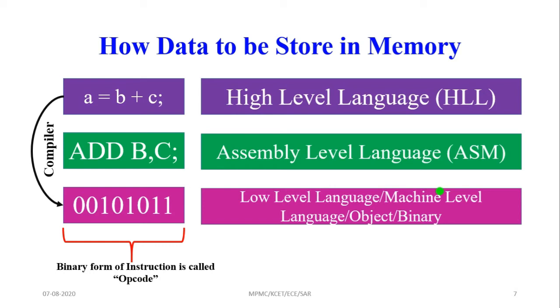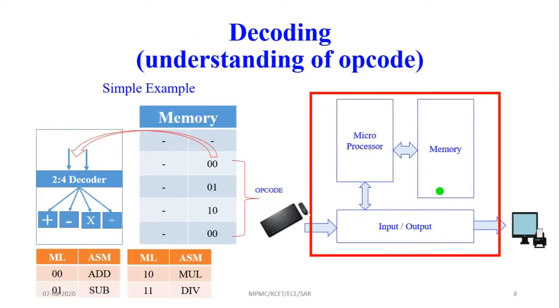Likewise, the assembly level language can be converted into low level language by using the assembler. The assembler can convert it into binary numbers. As an example of a compiler, there is C, Turbo C. This is one of the compilers to convert high level language into low level language. This binary form of instruction is called the opcode. Clear?